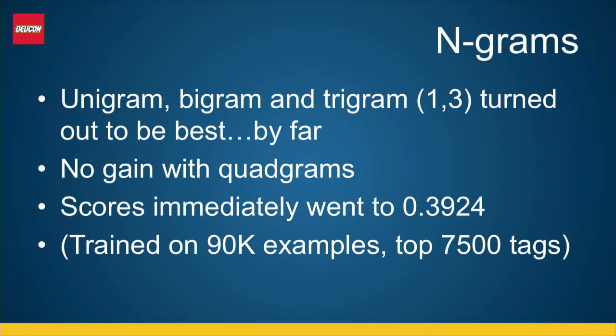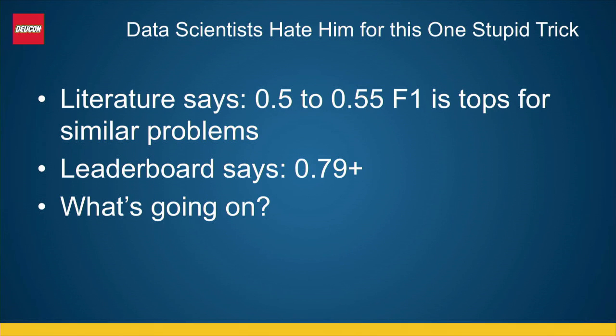Okay. It turns out there's no gain by going up to quadgrams. So 1,4 doesn't work. 1,2 isn't quite as good. 1,3 actually worked out very well. As soon as I did that, my scores immediately went up to 0.3924. This was just training on 90,000 examples and then the top 7,500 tags.